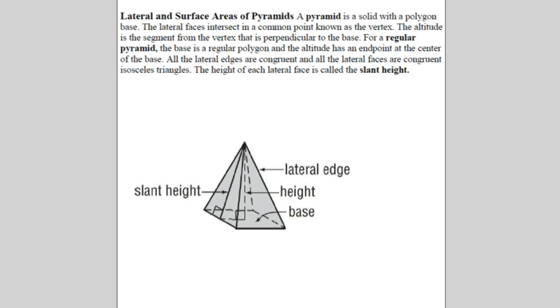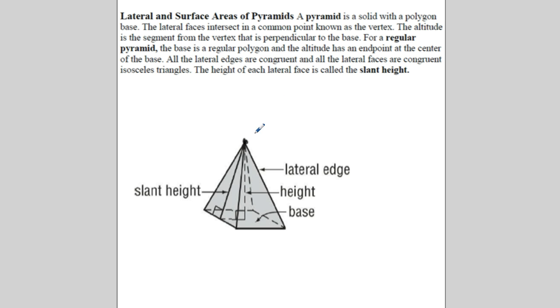Hello class, today we're going to talk about surface area of pyramids and cones. So you've got a note guide, and on the top of it has this paragraph about lateral and surface area of pyramids. A pyramid is a solid with a polygon base. The lateral faces intersect at a common point known as the vertex.